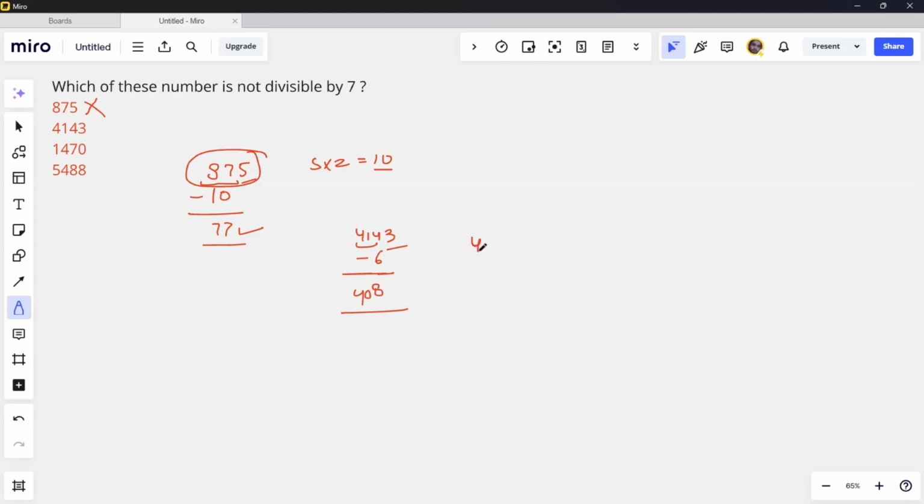So we will double the last digit. 8 into 2 will become 16. 40 minus 16 will become 24. And as we know that 24 is not divisible by 7, it means our second option is the correct option. Thank you.